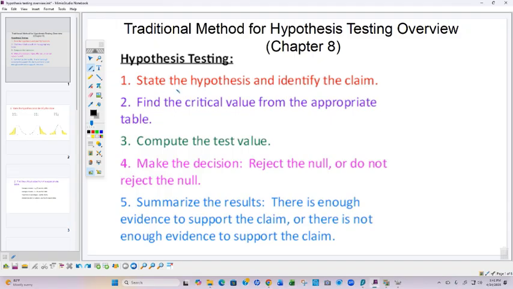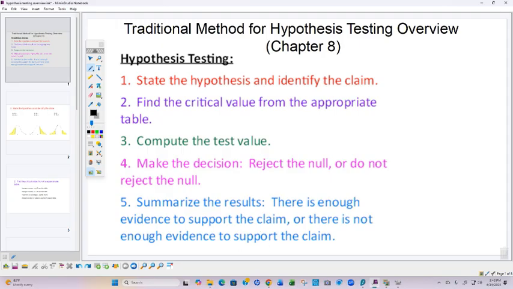Number 1, state the hypothesis and identify the claim. Number 2, find the critical value from the appropriate table. Number 3, compute the test value. Number 4, make the decision to either reject the null or do not reject the null. We're only going to have those 2 choices. Number 5, summarize the results. In our class, we're going to stick to 2 choices. There is enough evidence to support the claim, or there is not enough evidence to support the claim.